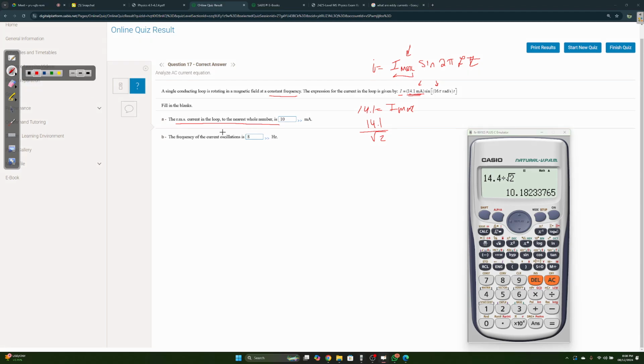The frequency of the current oscillations. We want f. How do we find f? We know 2 pi ft is equal to 16 pi rad t. T with t, pi with pi. 16 divided by 2 on both sides, you're going to get f is equal to 16 over 2, which is 8. The unit for frequency is hertz. Okay, please, don't mix it up.